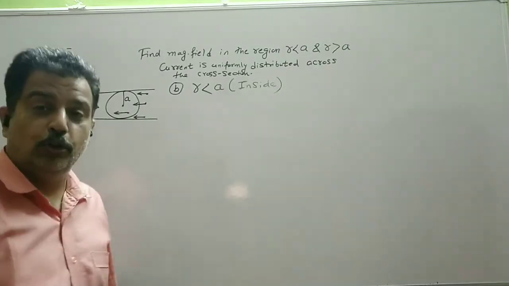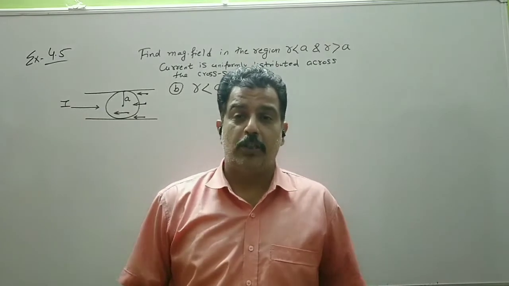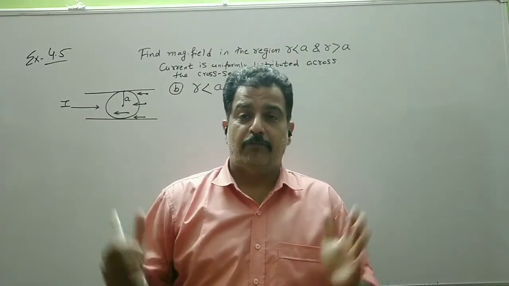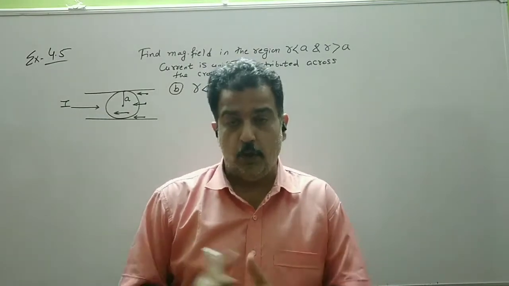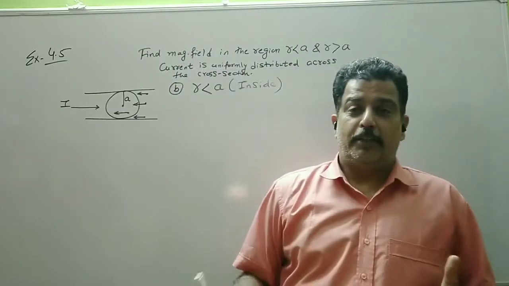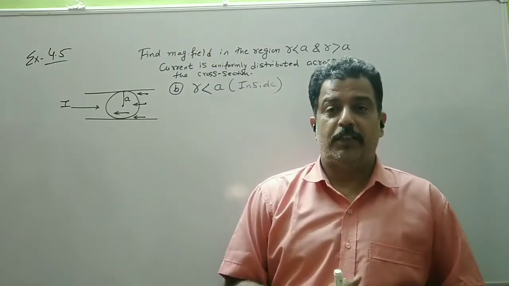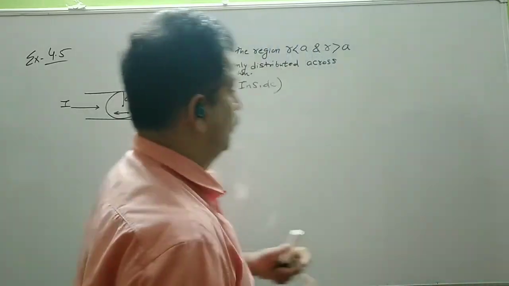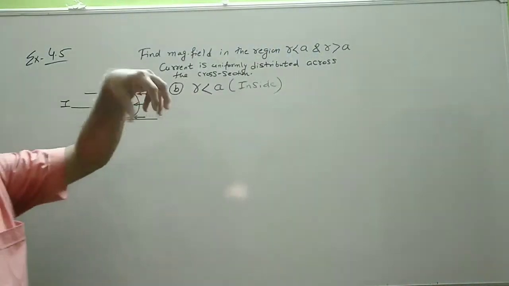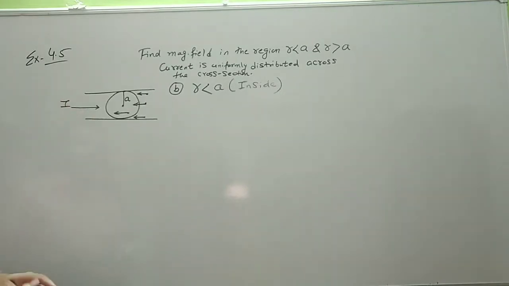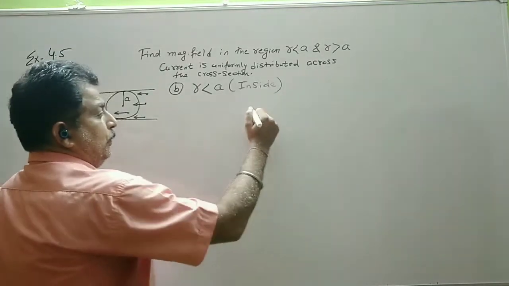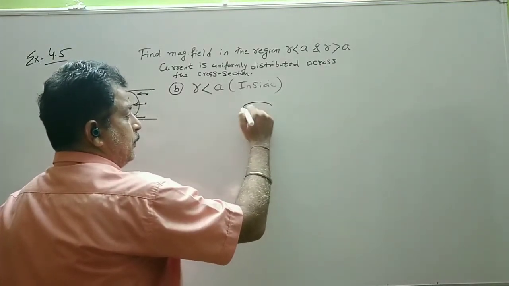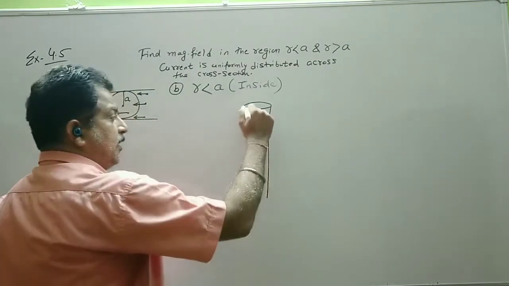If we have a hollow cylinder, then the situation will be different, because all the electrons will be moving on the surface of the cylinder, and inside the magnetic field will be 0, because we have a hollow part there. Here we have a solid part. So now we will consider a point which is inside.